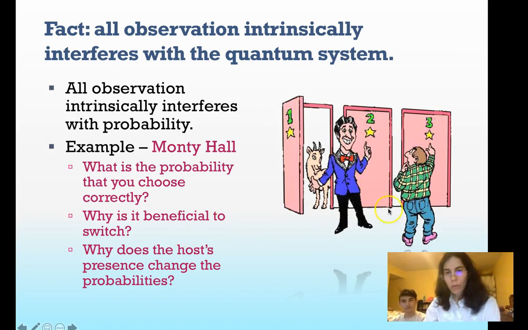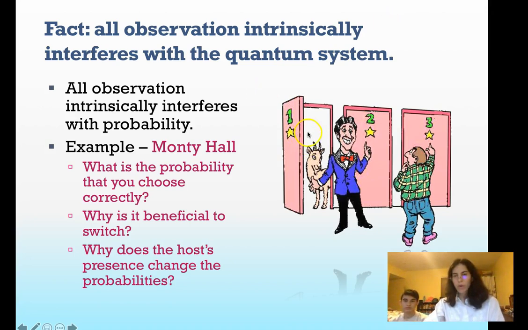If the host opens a door and says, "Are you sure you still want to pick door number three?" the probability is strongly in your favor that if you switch to door number two, it will probably be the car. That's insane. Equal probabilities: door number one, door number two, door number three. How could anything deflect this one-third, one-third, one-third?